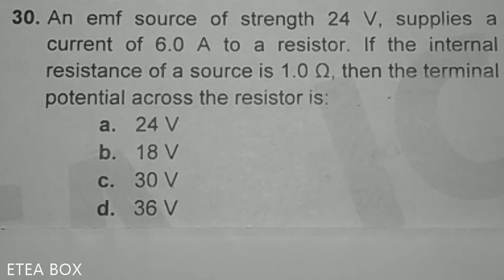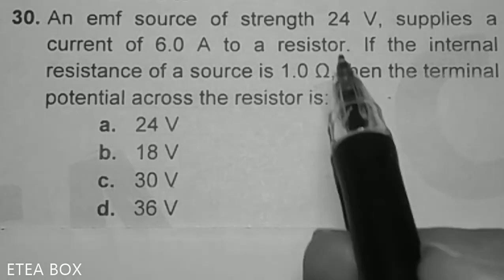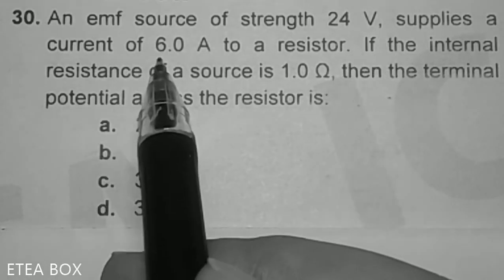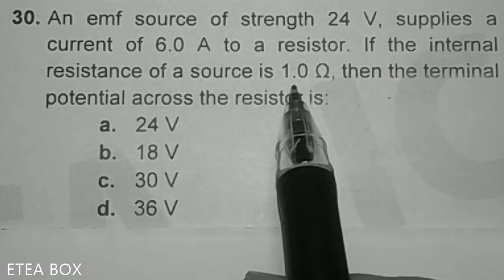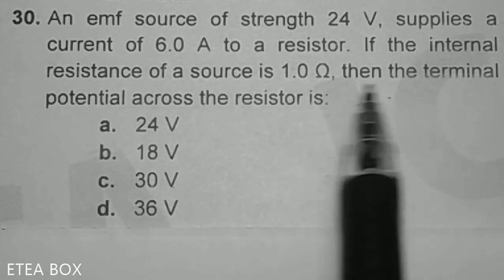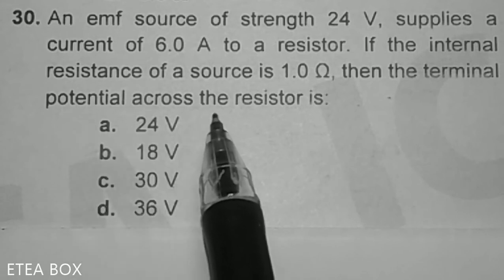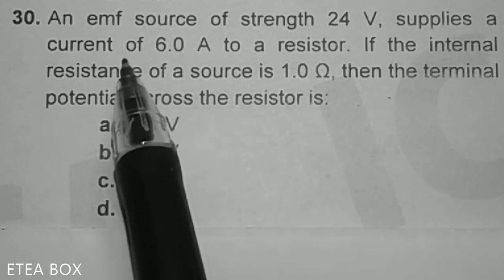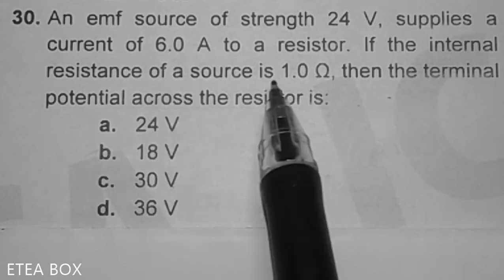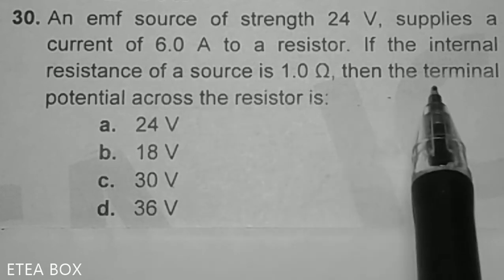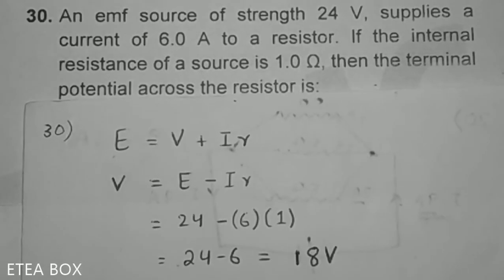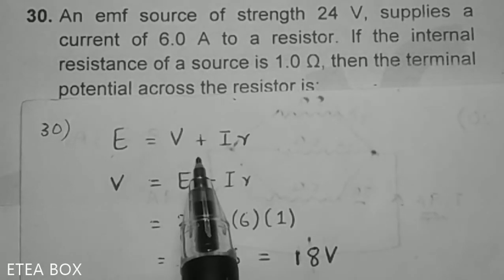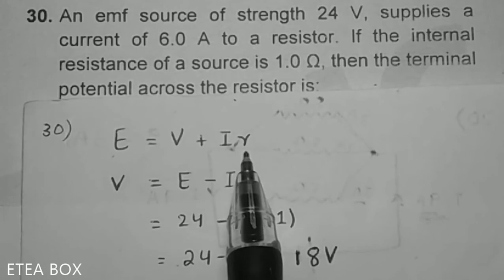An EMF source of strength 24 volt supplies a current of 6 ampere to a resistor. If the internal resistance of the source is 1 ohm, then find the terminal potential difference across the resistor. So EMF is given, current is given, internal resistance is given. We have to find the terminal potential difference. Look, we know that EMF is equal to terminal potential difference plus I R, where R is the internal resistance.